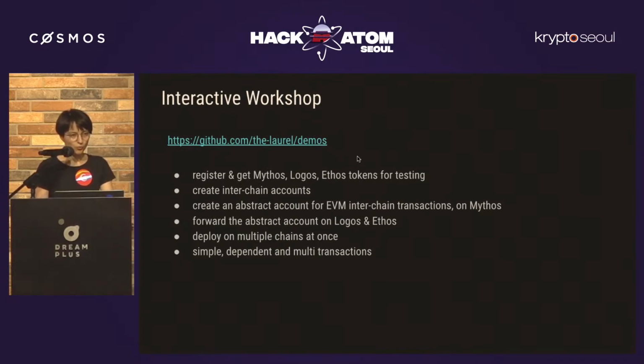If you want to know more, if you see me around here and you've got your tokens, we can go through these steps together and register, get tokens, create interchain accounts, create abstract accounts for EVM interchain transactions, forward the abstract accounts on the other chains, deploy on multiple chains at once, and then simple, dependent, and multi-chain transactions. And that's it.